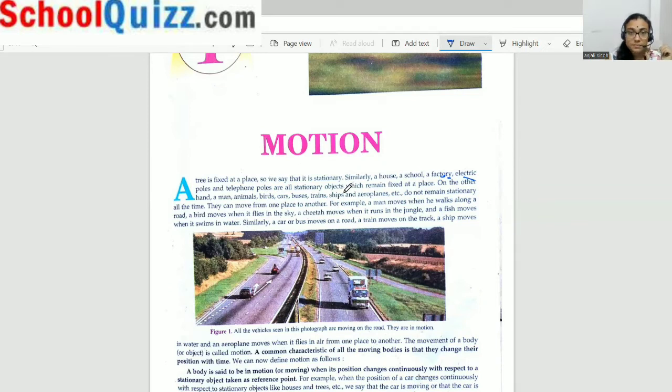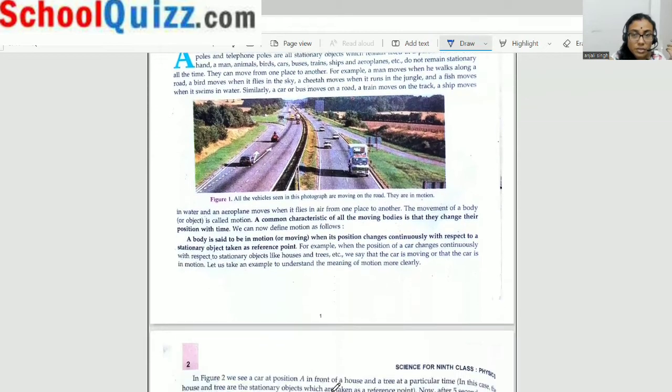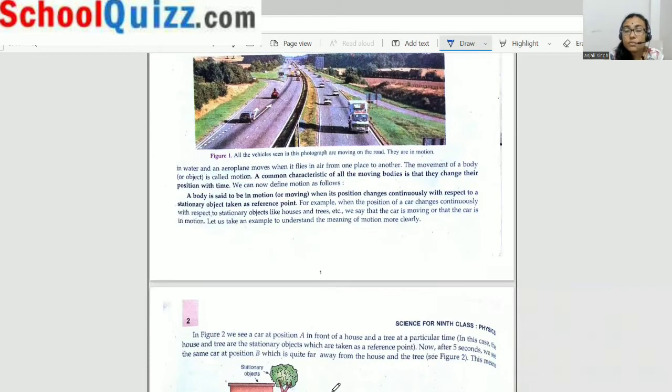Clear everyone? Like a cheetah, it runs in a jungle and it is very fast, like a fish swimming in water. These are the examples. Now, a common characteristic of all moving bodies is that they can change position. What will be the characteristic of a moving body? They can change their position with time. Means as time passes, the object moves from its own position.